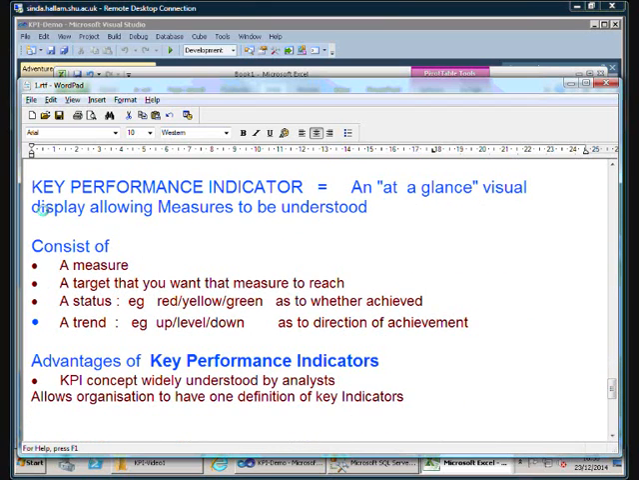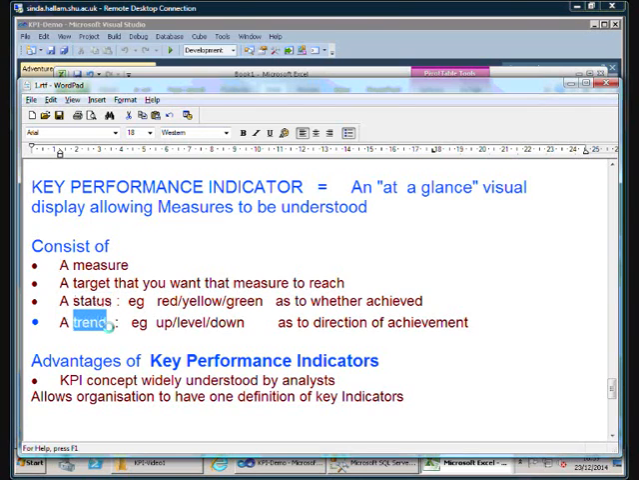And then the key performance indicators. They are an at-a-glance visual display that allow measures to quickly be understood by the analyst. Typically, a key performance indicator consists of a measure, and then a target that you want that measure to reach. The status is its current value. How far off the target is it? And in our case, we've used traffic lights, the red, yellow, green, to show that we've exceeded, or we're approximately at, or we're somewhere beneath the measure.